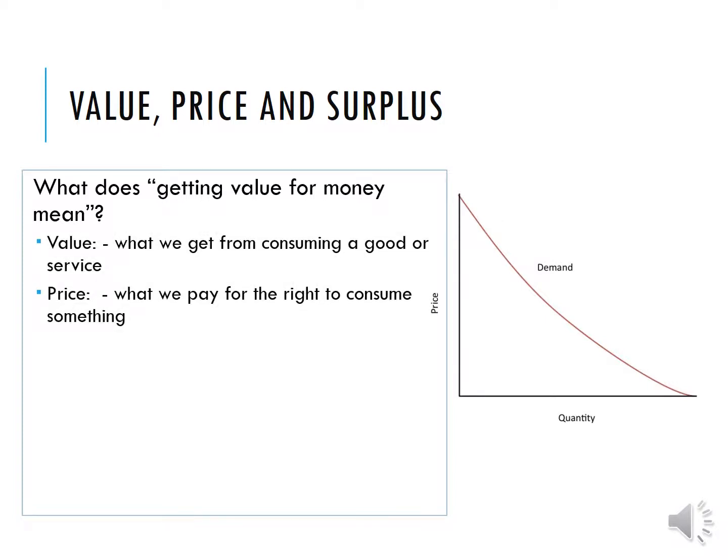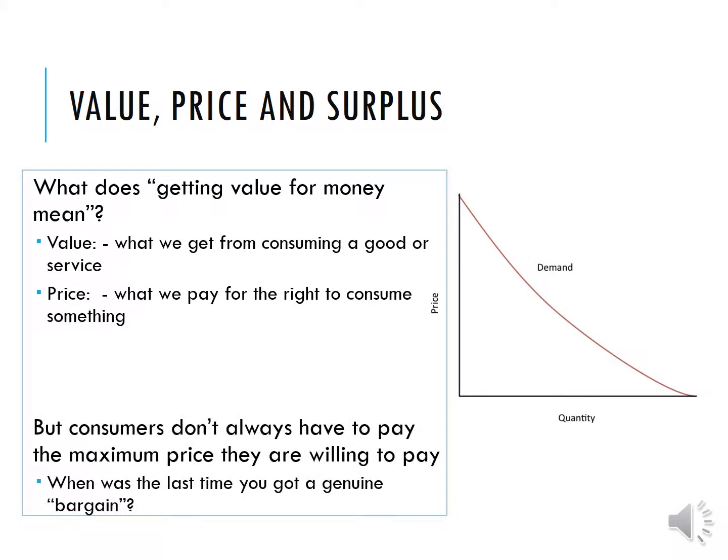So there's a difference here between the value, the welfare, or sometimes in economics we call it the utility that we get from consuming a good or service, and that's different to the price we actually pay, the market equilibrium price that we end up paying. So consumers don't always have to pay the maximum price they're willing to pay. Sometimes you get a bargain, where the value of a product or service can be higher than the price that you actually pay for it.